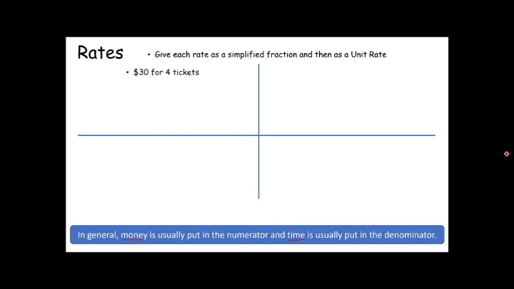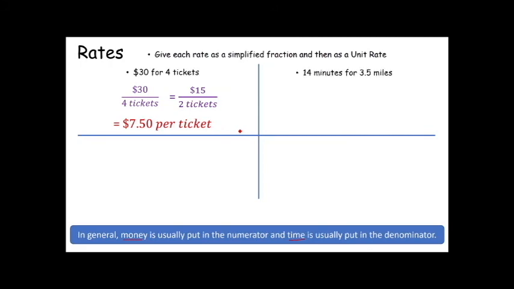If I said $30 for 4 tickets, you would write that as the rate $30 over 4 tickets. Or in simplest form, you would say $15 per 2 tickets. Or if we wanted to do that as a unit rate, we would say 15 divided by 2 is $7.50 per ticket. Notice in all 3 instances, you have your units. In my class, if you left off your units on a rate, I would tell you to do the entire assignment over again. So just be aware, it is very, very important to keep that in there.